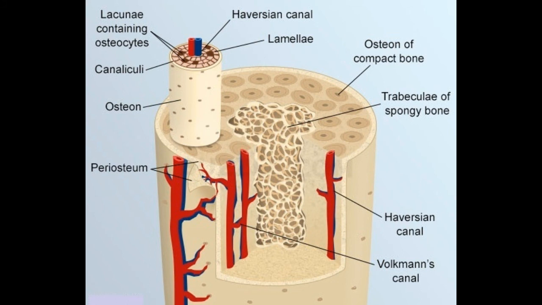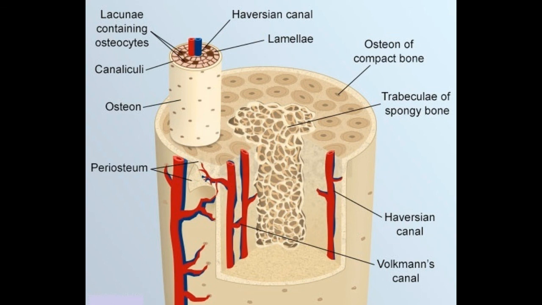Malleus, hammer. The malleus is a small hammer-shaped bone that is attached to the eardrum at one end and to the incus at the other. Its function is to transmit sound vibration from the eardrum to the incus. The malleus is only found in mammals. Incus, anvil. The incus is an anvil-shaped bone that connects the malleus to the stapes. Its function is to transmit sound vibration from the malleus to the stapes.